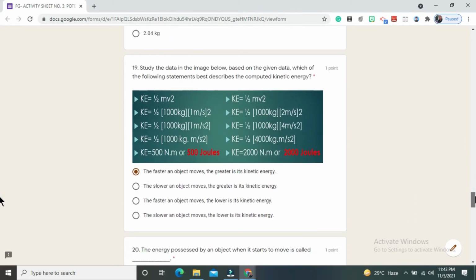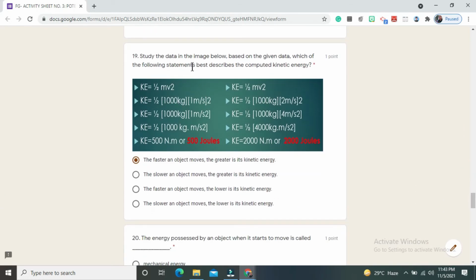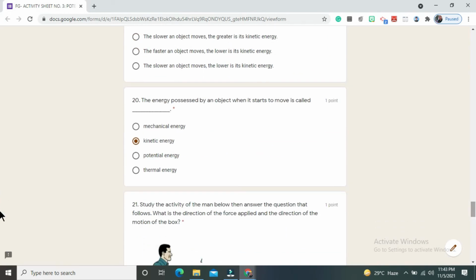Question number 19. Study the data in the image below. Based on the given data, which of the following statements best describes the computed kinetic energy? The correct answer is the faster an object moves, the greater is its kinetic energy. Question number 20. The energy possessed by an object when it starts to move is called blank. The correct answer is kinetic energy.